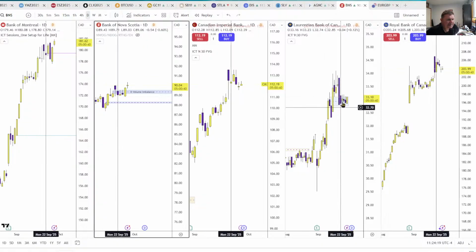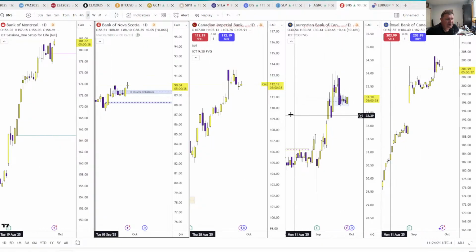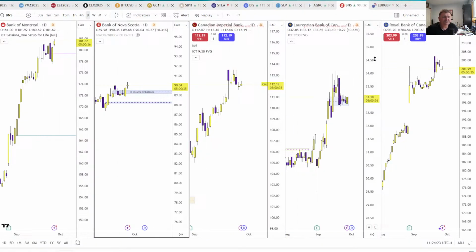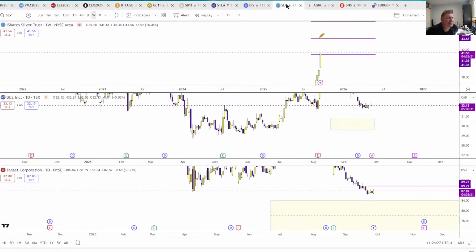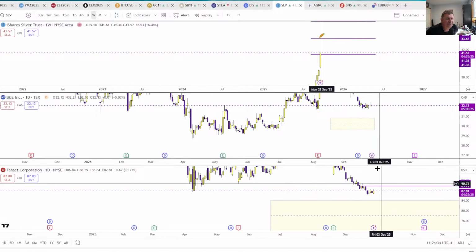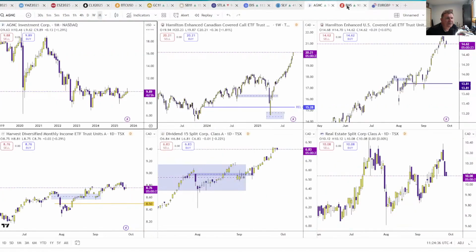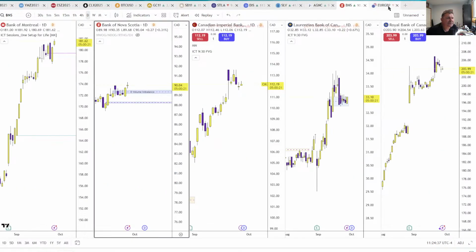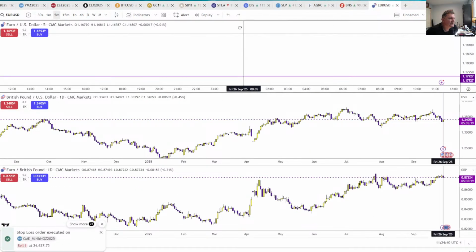Laurentian Bank, hanging in there. Let's go. Motivation, brother. Let's go. And where's our DAX? Do we not have a DAX in here somewhere? Target, our little Target. Where's DAX? I thought I had DAX in here.